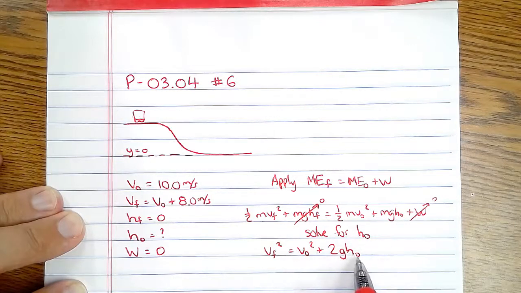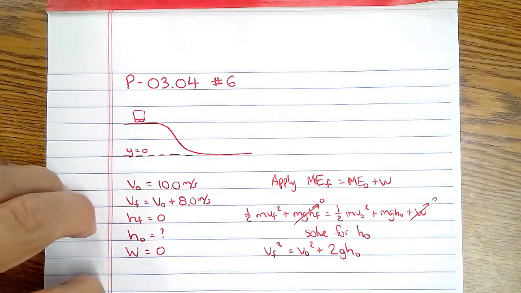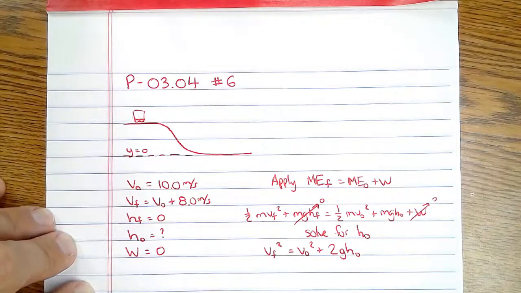And of course, you're solving for h initial, so you can subtract v initial squared from both sides, and then divide both sides by 2g to get an algebraic expression. And then at the end, make sure you plug in your numbers to get a numerical answer.